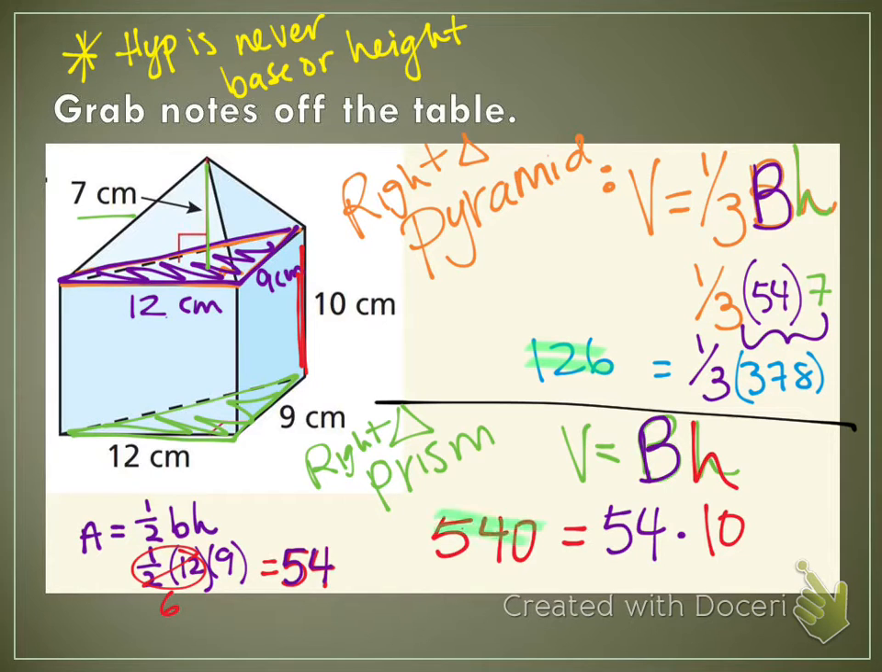So at this point, you found the volume of the top and the volume of the bottom. Were these two added onto each other or subtracted from one to the other? They're added. So we're going to add them. So 126 plus 540, and we get, oh, that's a bummer, 666 centimeters. It is volume, so it is cubed.